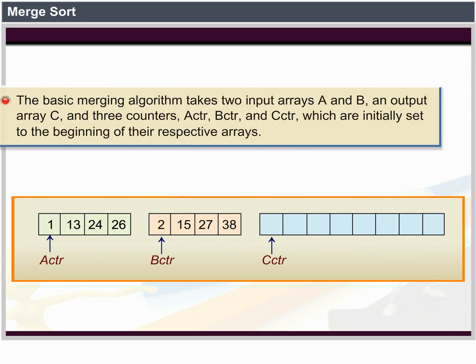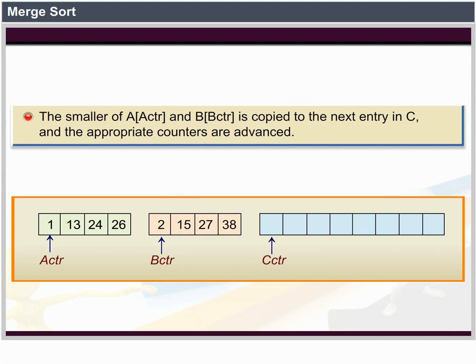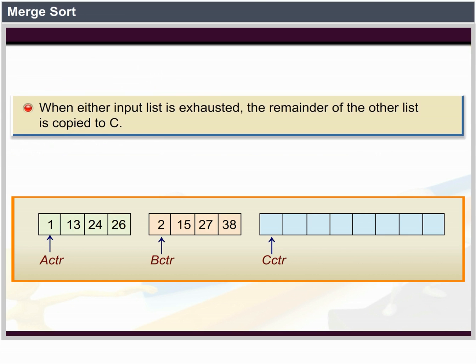The basic merging algorithm takes two input arrays, A and B, an output array, C, and three counters, Actr, Bctr, and Cctr, which are initially set to the beginning of their respective arrays. The smaller of A of Actr and B of Bctr is copied to the next entry in C, and the appropriate counters are advanced. When either input list is exhausted, the remainder of the other list is copied to C.